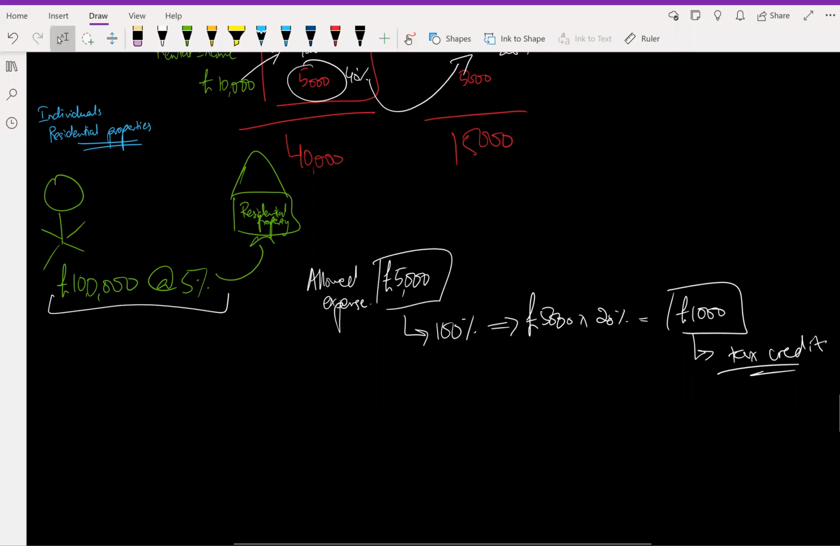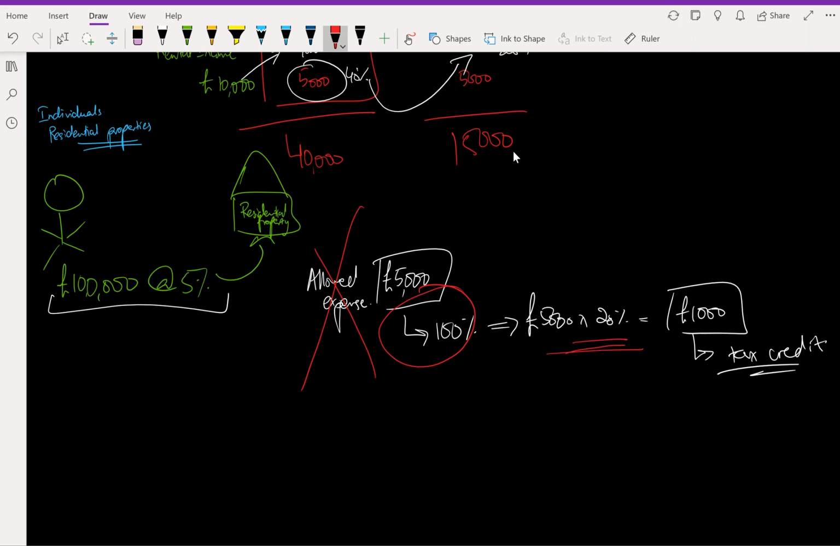I repeat, this 5,000, whatever interest expense you have on such a financing, is not an allowed expense now. 100% of this finance cost will attract a tax relief at the basic rate of tax, which is 20%. It will be deducted when you're calculating the tax.